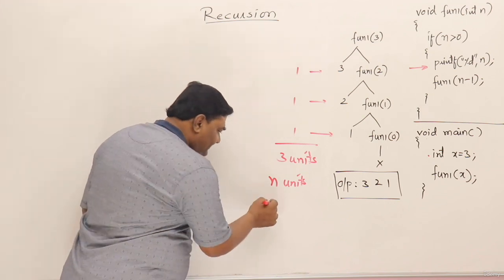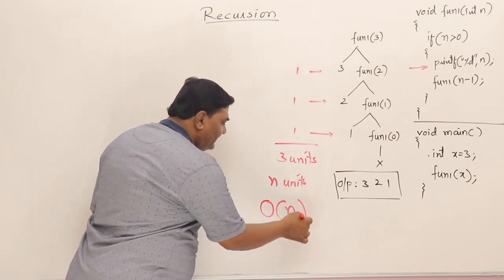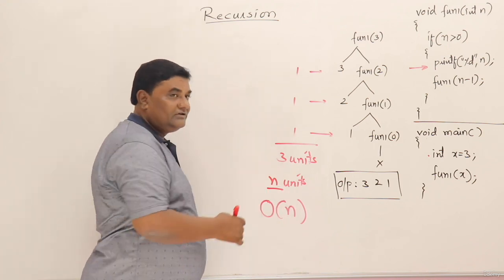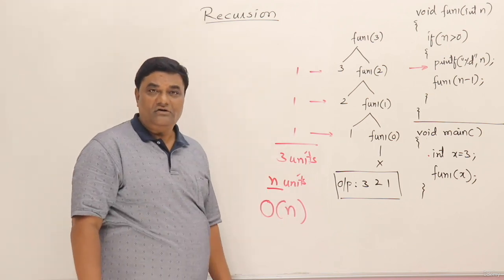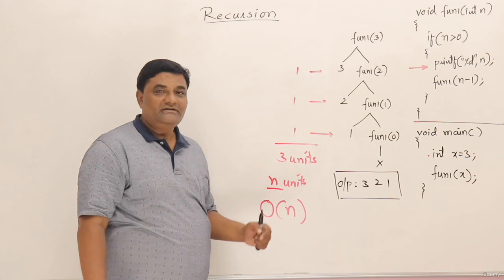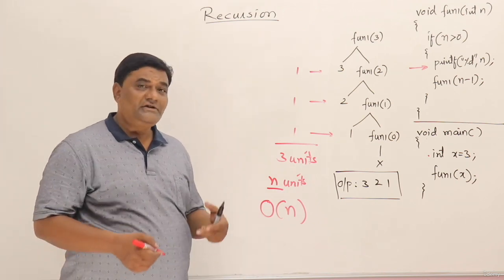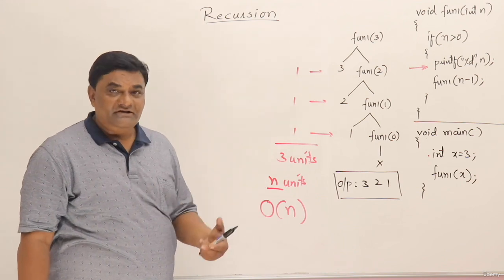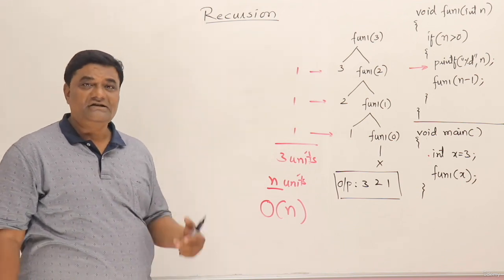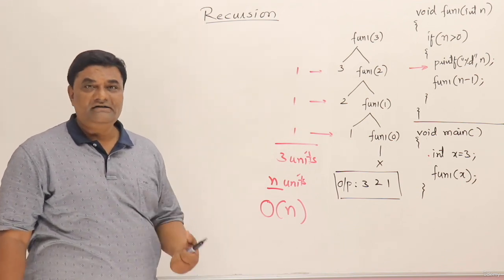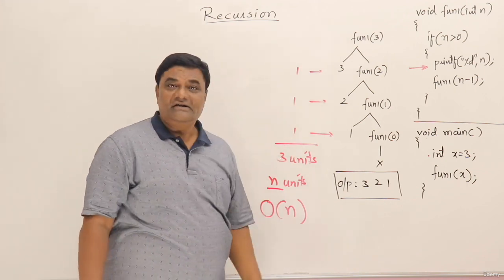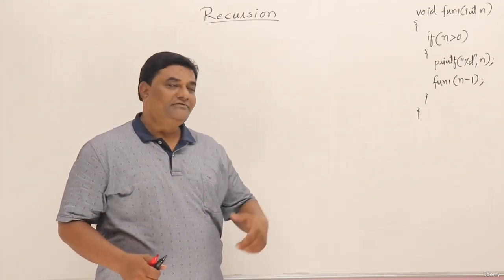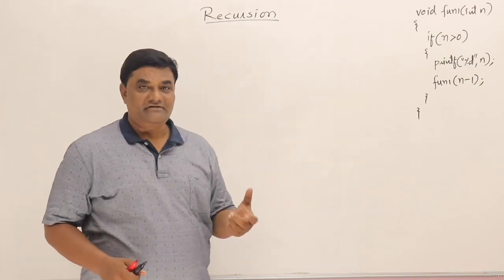So the time can be represented as order of n. The answer that we got is n units, so the degree of that polynomial is 1. So we write it as order of n. So the time taken is order of n. There is one more method of finding the time complexity using recurrence relation. I will show you how to write a recurrence relation and how to solve it to find the time complexity of recursive functions. Now let us find out the time complexity of this recursive function using recurrence relation.